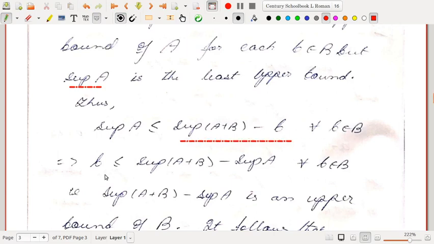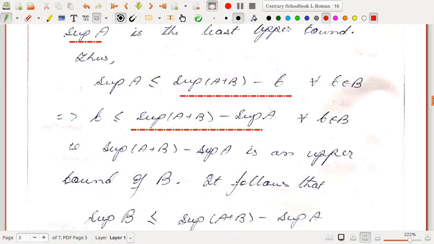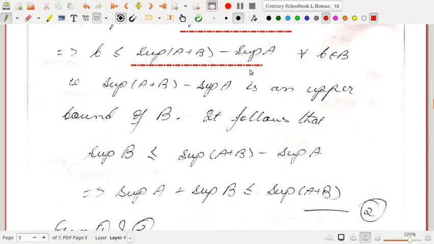So we change the sides of b now. So b is less than or equal to supremum A plus b minus supremum of A for every b inside capital B. Since this is true for every b inside capital B, we see that supremum of A plus b minus supremum of A is an upper bound of the set capital B. So it follows that supremum B, the least upper bound, is less than or equal to this.